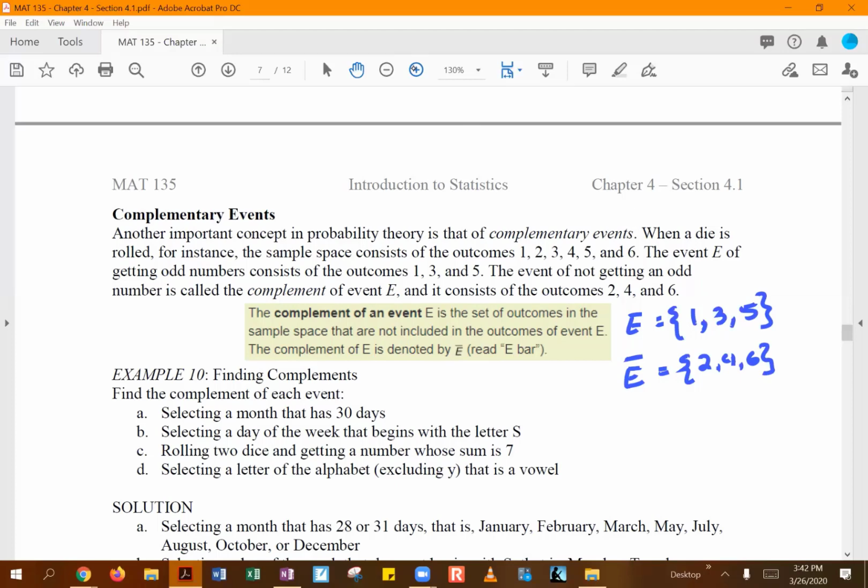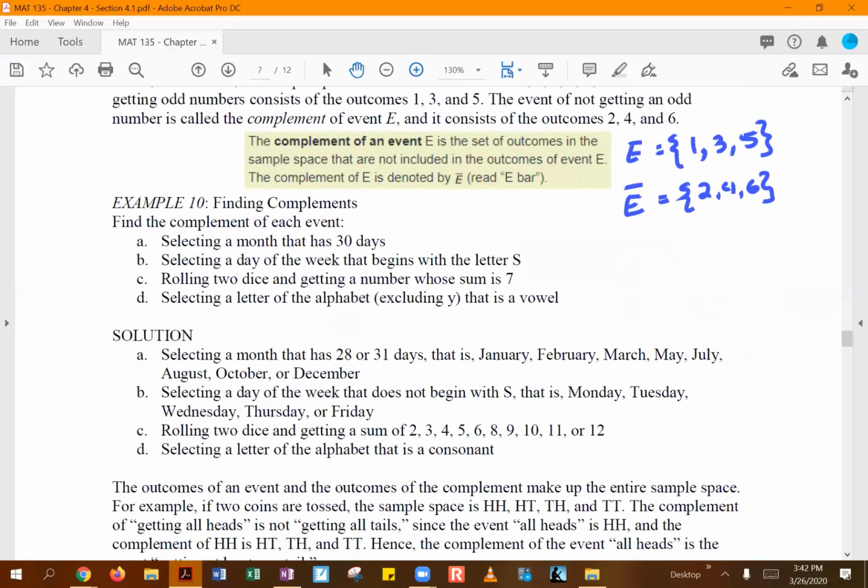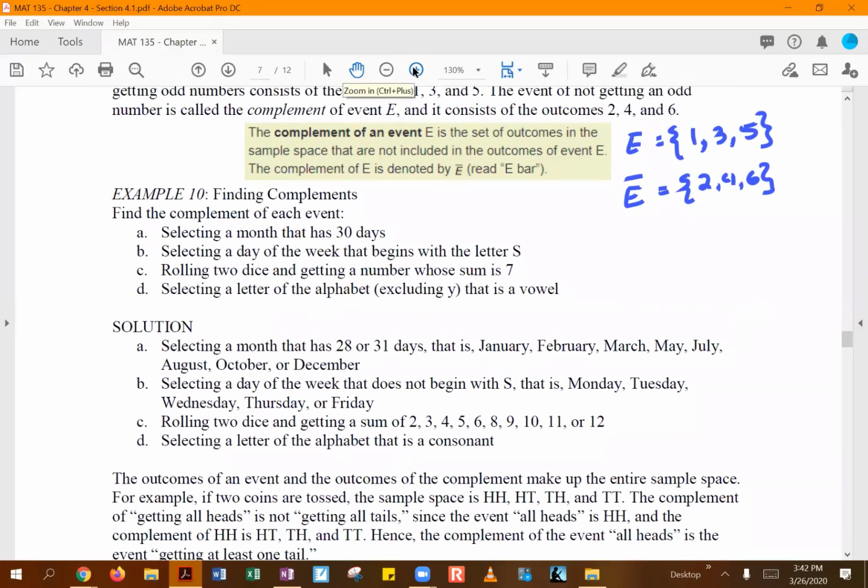So you can see from that definition, the complement of an event E is the set of outcomes in your sample space that are not included as outcomes of event E. And again, it's denoted with E bar as the complement of an event. So looking through this example here, they're asking us to find the complements for these events.